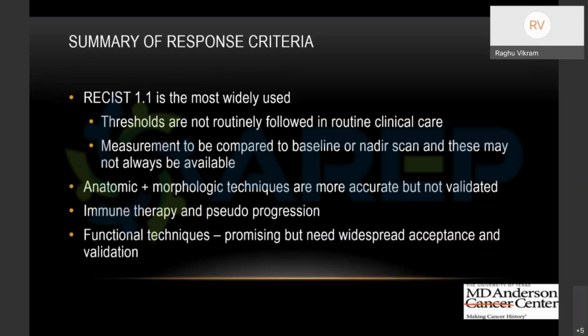So in summary, although RECIST 1.1 is the most widely used, even today, it can underestimate response. When we read, we look at the morphologic appearance of the tumor as well before actually declaring whether the tumor is responding or the metastasis is responding or not. Be a little bit aware of the pseudo progression in immune therapy, right? And functional techniques, which is what I showed, the perfusion and stuff like that. They are all investigational still and need widespread acceptance.